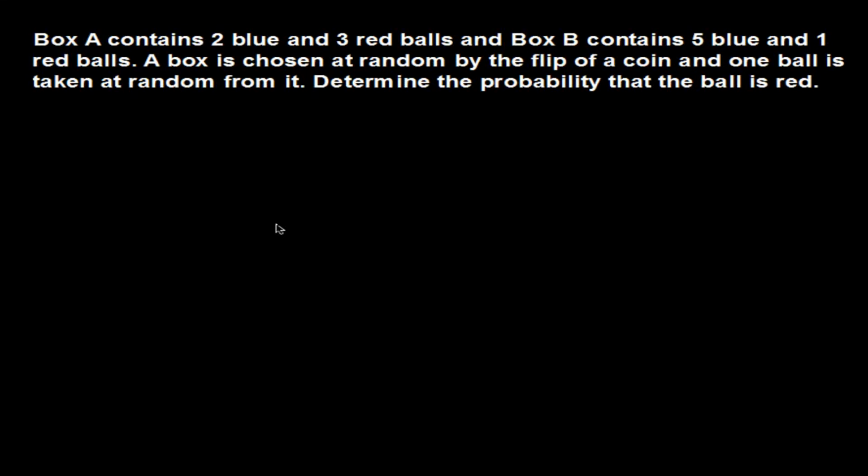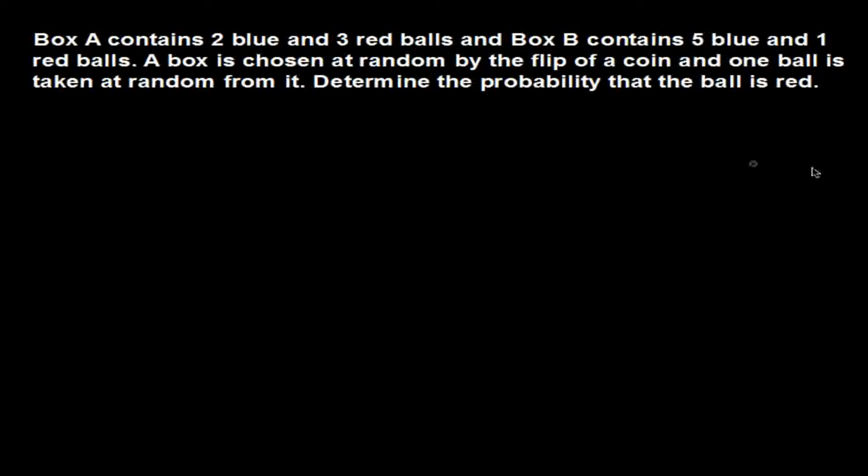Hello, in this video we are talking about probabilities, and our question is, box A contains 2 blue and 3 red balls. Box B contains 5 blue and 1 red ball. A box is chosen at random by the flip of a coin, and 1 ball is taken at random from it. Determine the probability of getting a red ball.